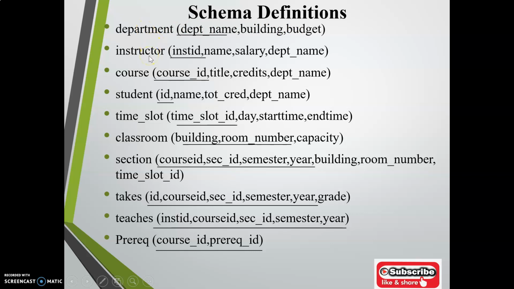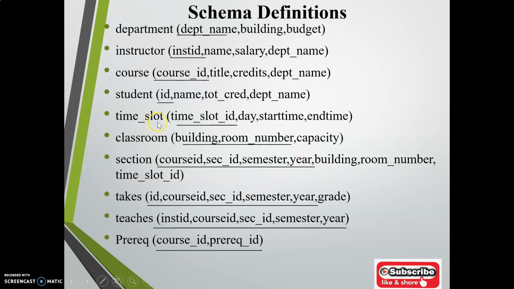In the instructor schema definition, instructor ID, name, salary and department name, which is referred from the department table, will act as a foreign key. Course ID, title, credits, department name. Student ID, name, total credits, department name. So in the instructor table, course table and student table, in these three tables, department name is acting as a foreign key. Department name is referred from the department table.